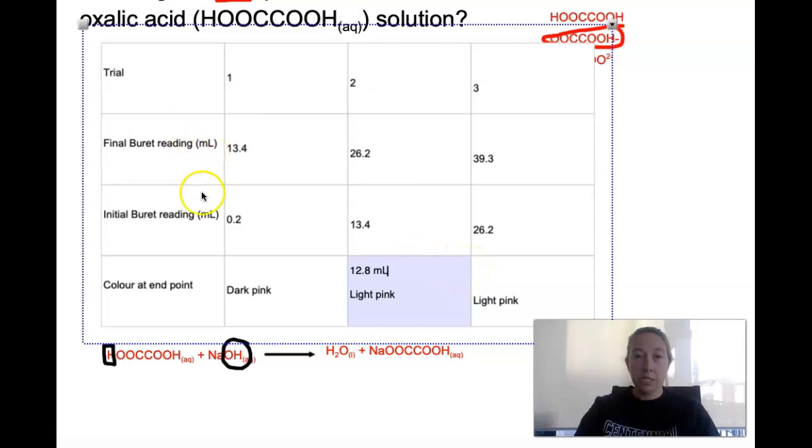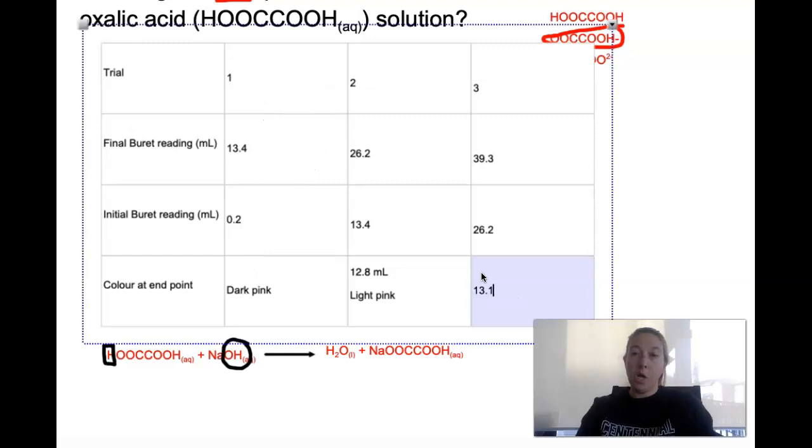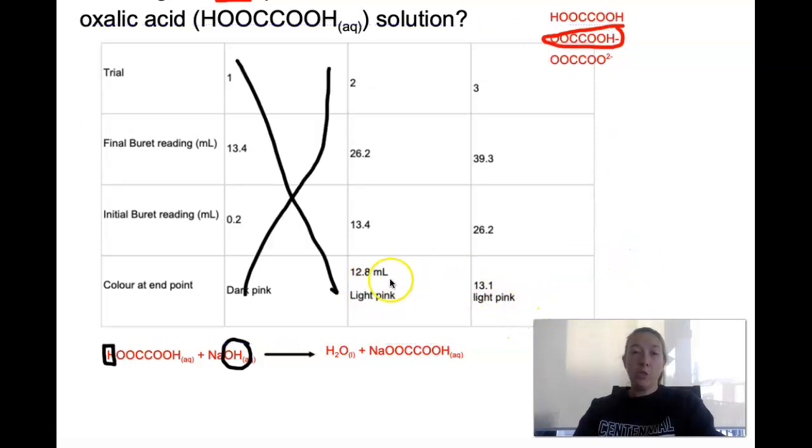And I know it's milliliters because these were both given to me in terms of milliliters. Okay, then over here, we had 39.3 minus 26.2. So we have 13.1. Apparently I deleted the color, didn't need to do that. It should say light pink. Okay, so we're going to average these two trials. So we're going to do 12.8 plus 13.1. We're going to divide by 2. So we know that the average volume is going to equal 12.95 milliliters, okay?